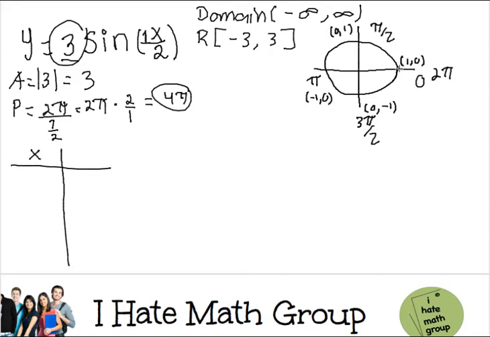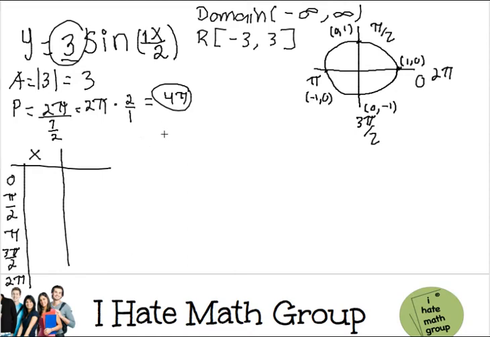So I'm going to start with 0. So I'm going to do 0, pi over 2, pi, and then here 3 pi over 2, and finally 2 pi. Now, the problem is here that we don't have x. We actually have x over 2.